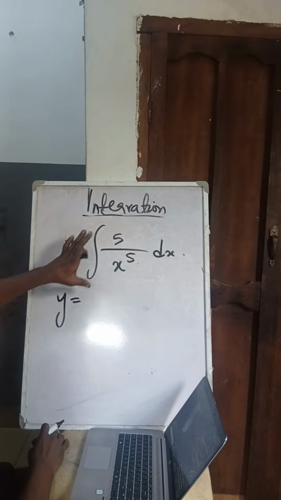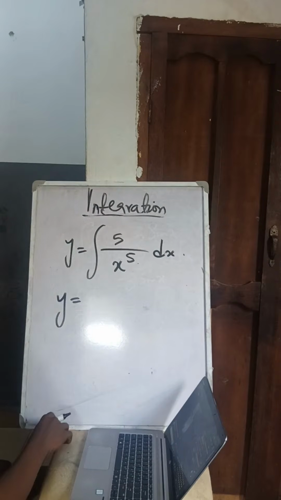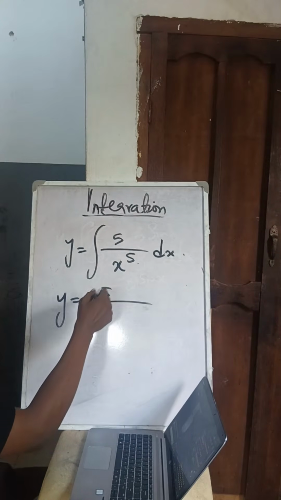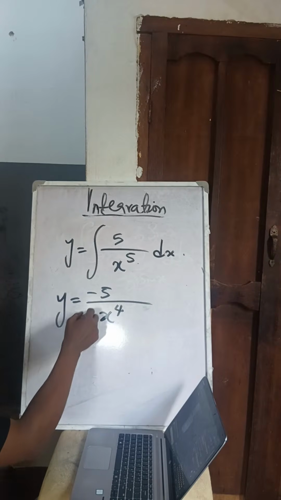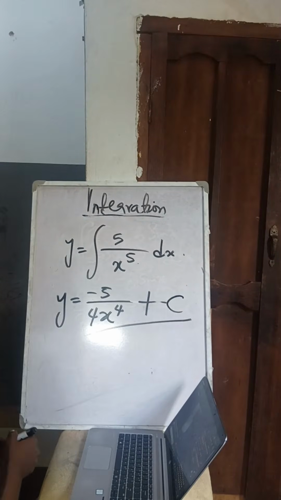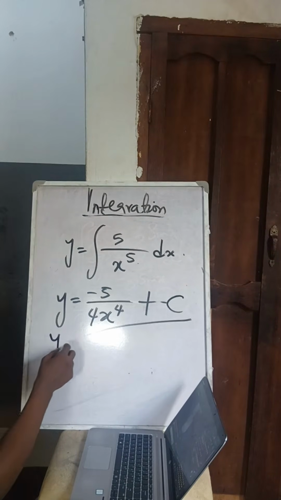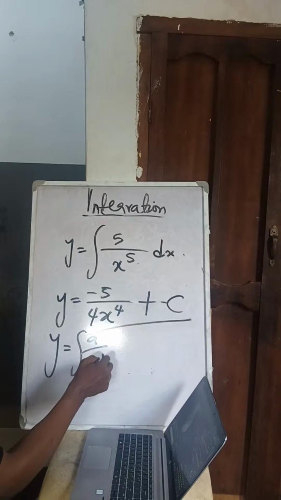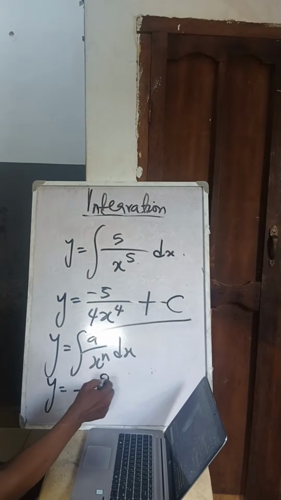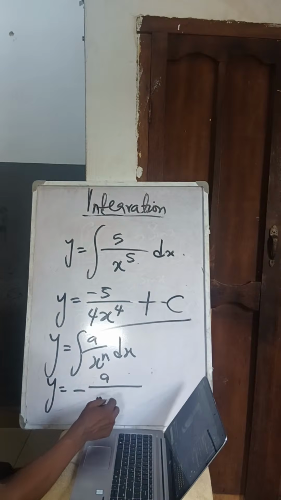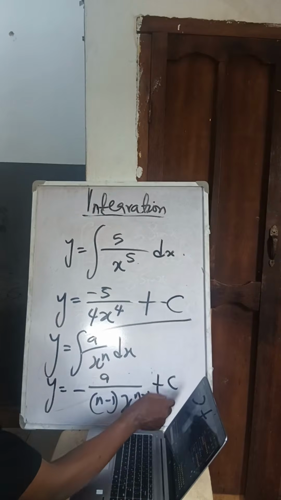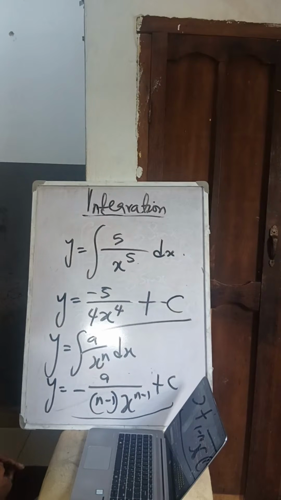If you are asked to integrate this, the answer is write down minus 5 all over x raised to the power of 4 plus c. General formula: the integral of a over x^n dx. The answer is minus a all over (n minus 1) x^(n minus 1) plus c. So use that formula to know it.